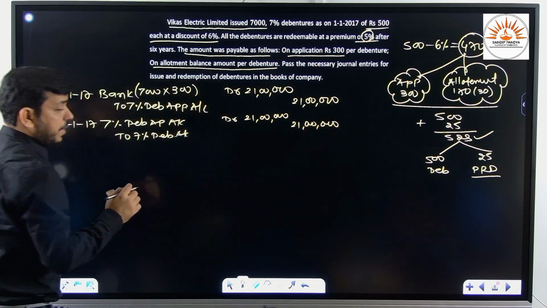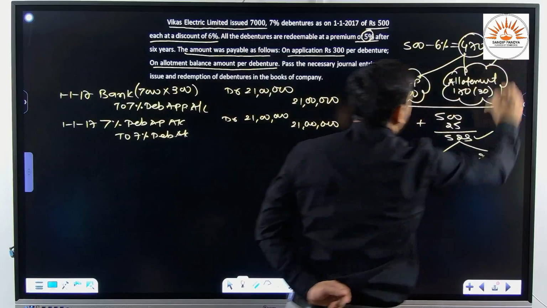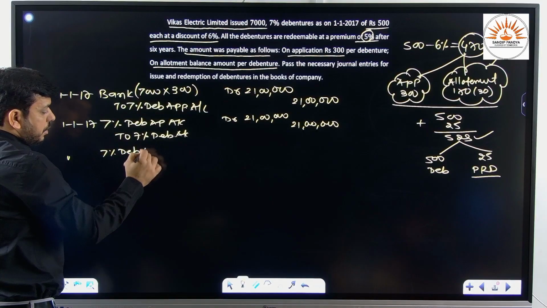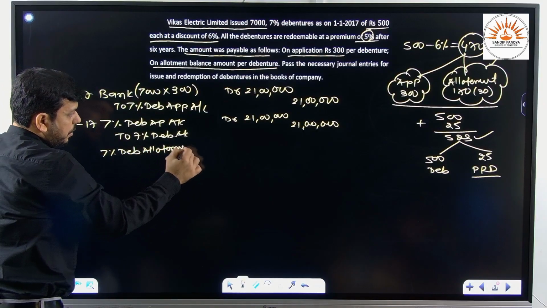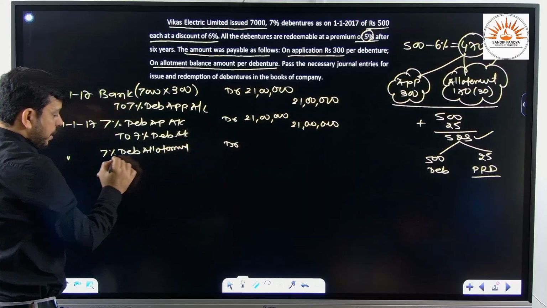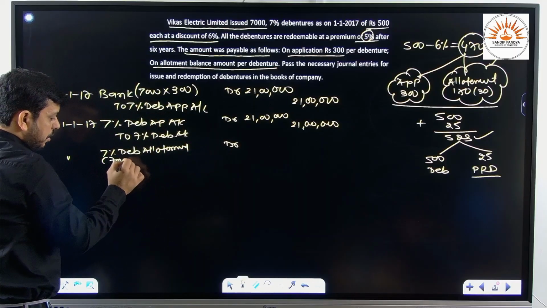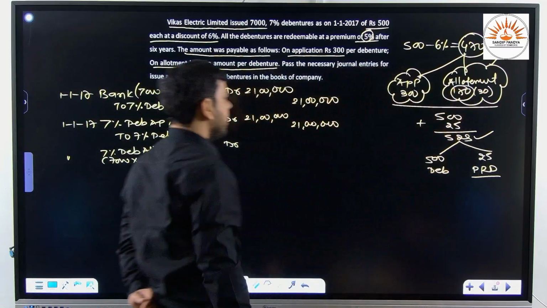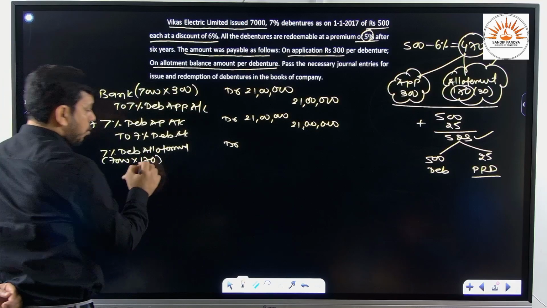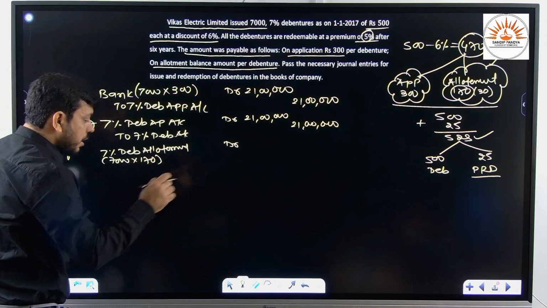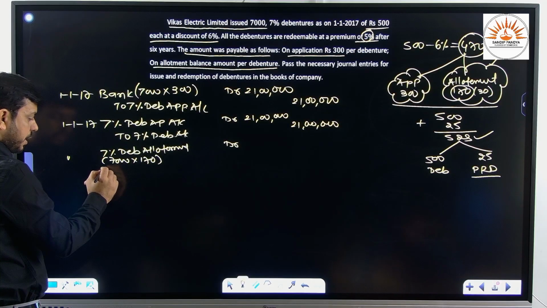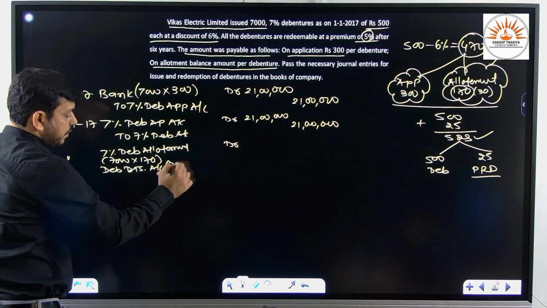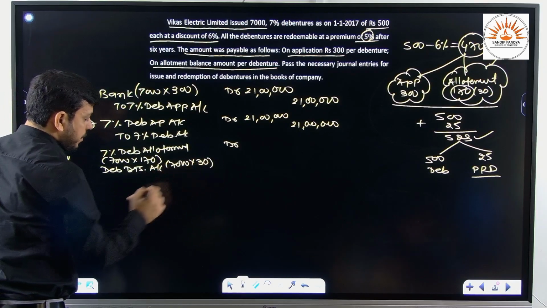Then we shall pass the entry whenever we are making a call for allotment money. So we shall write 7% debenture allotment account, number of debentures, that is 7,000, keep in your mind, into what amount we are calling from the debenture holder, that is 170. So we shall write 170 here. We know 30 rupees still remain, that is discount on issue, hence we shall debit debenture discount account, that is 7,000 into 30.